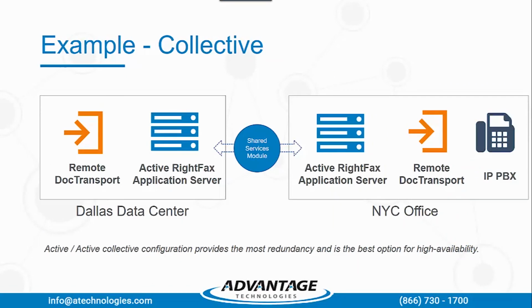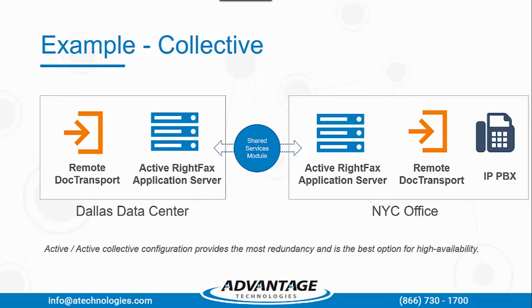Now in this example, we have a 2-node RightFax collective with remote DocTransport service. This would be the ideal configuration since it provides the most redundancy, high availability, and business continuity. So as you can see, you have your Dallas data center on the left with a full application server and a separate remote DocTransport server.